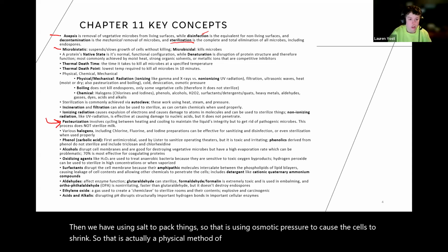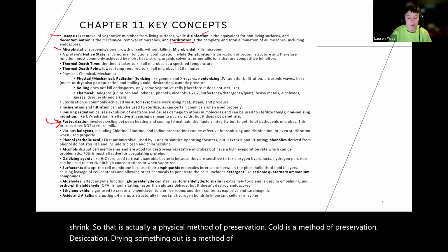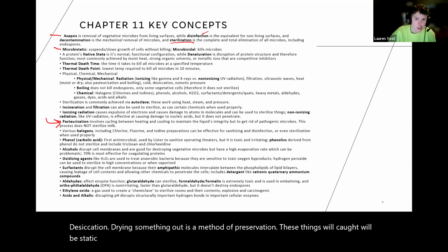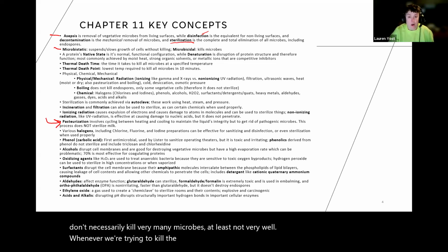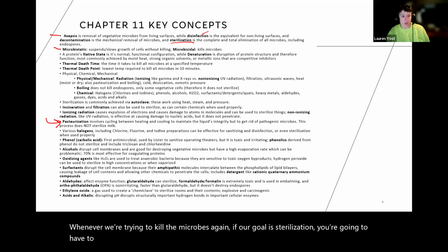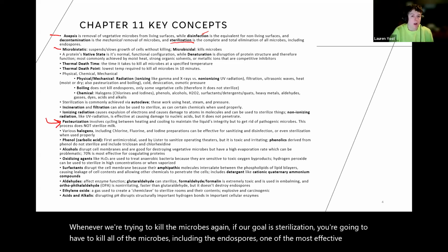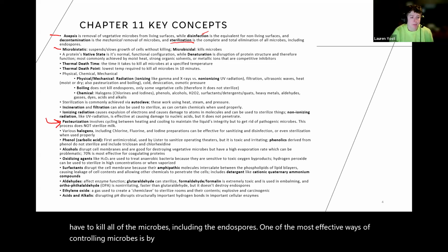Cold is a method of preservation. Desiccation, drying something out, is a method of preservation. These things will be static, right? Cold and desiccation, things like that. They stop the growth, but they don't necessarily kill very many microbes, at least not very well. And if our goal is sterilization, you're going to have to kill all of the microbes, including the endospores. One of the most effective ways of controlling microbes is by using heat.